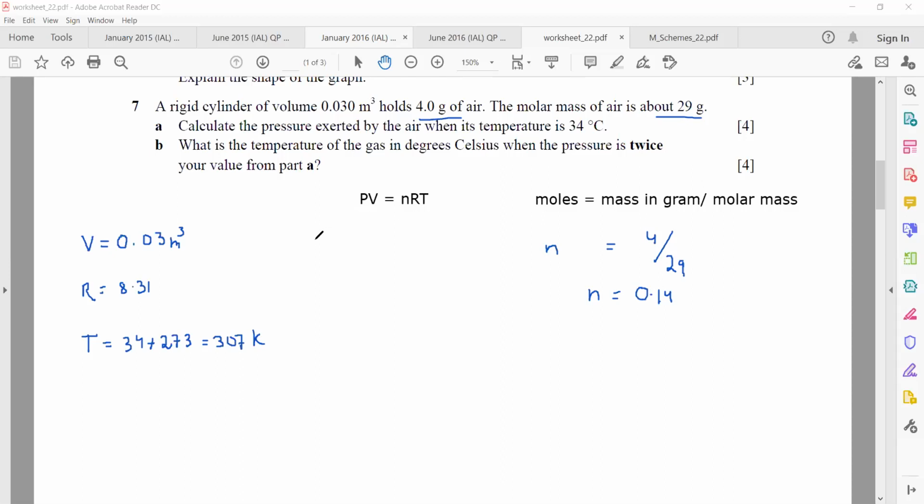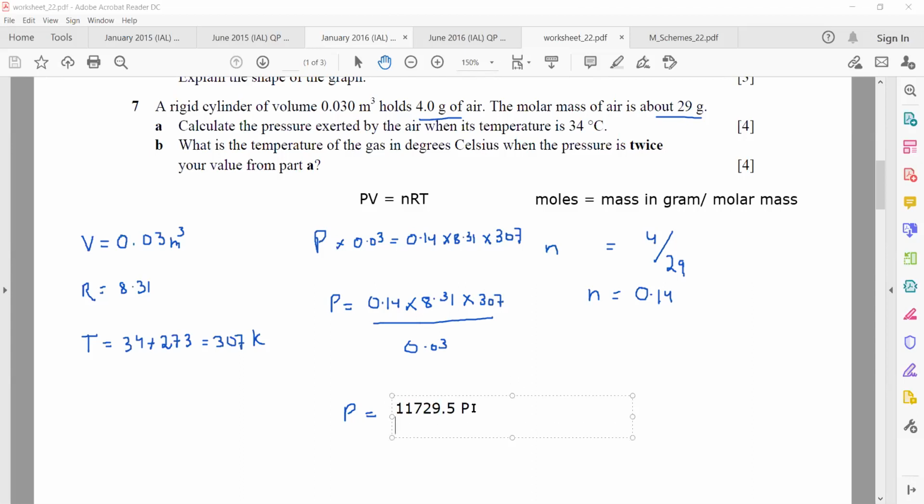So we have this equation. P is unknown, we are finding. V is the volume, which is 0.03. n is the number of moles, which is 0.14. R is the general gas constant, which is 8.31. And T is the temperature, which is 307 Kelvin. Volume is multiplied on one side, so on the other side it will divide. So P equals 0.14 multiplied by 8.31 multiplied by 307, divided by 0.03. So we'll get P. What's the answer? That's the final answer, which will be in Pascal, or you can say Newton per meter square. Is it clear, this example?